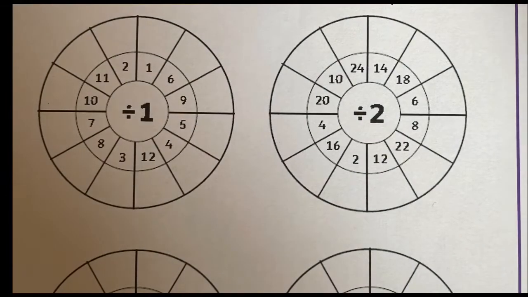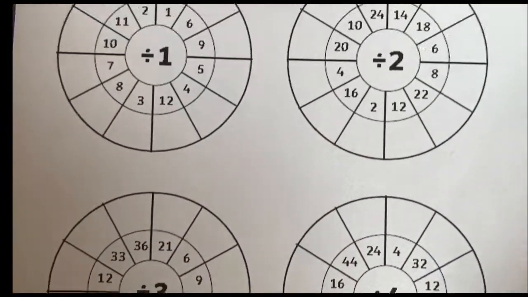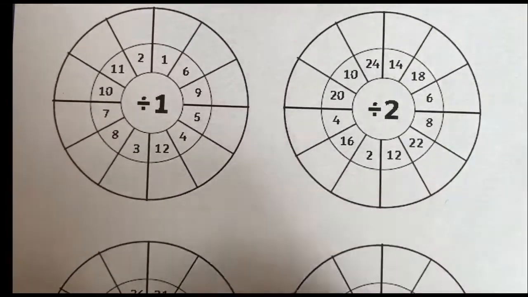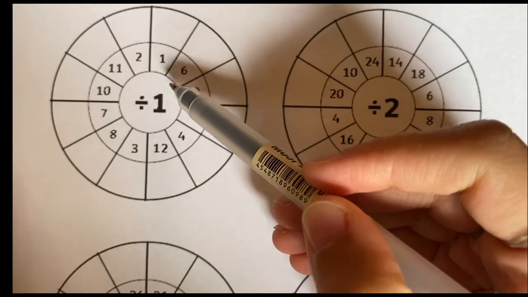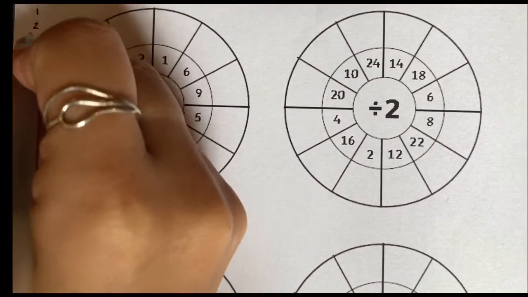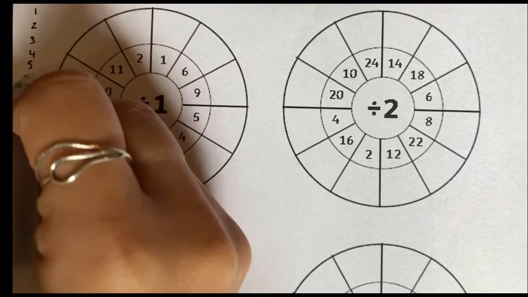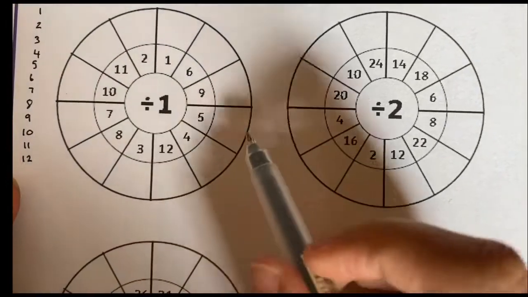Use your multiplication facts to help you find these division facts. So if you have a look at the first division wheel, dividing by 1, you're going to divide all those numbers in the second ring by 1. So I'm going to write out my 1s on the side, so I'm just counting in 1s.